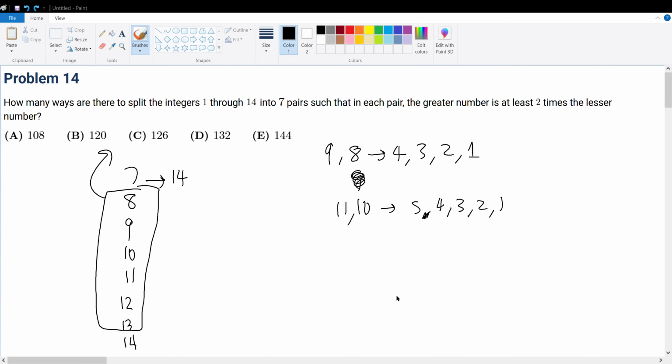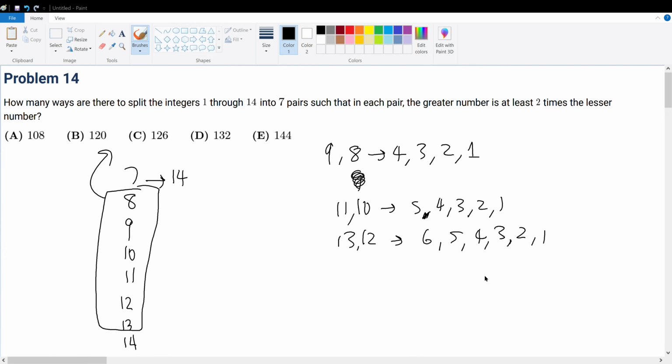Now let's consider 12 and 13. 12 divided by 2 is 6, so 6, 5, 4, 3, 2, 1 would work. But then, with the same logic as previously, 13 must also be with the same set.